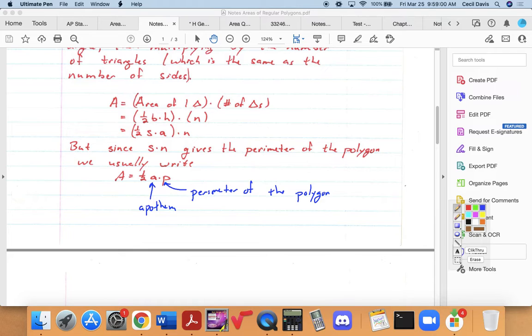I will tell you that when we're doing these, if I ask you what formula you used, and you say 1/2 AP, I'm going to ask you what A stands for and what P stands for. Because it's great to know the letters, but if you don't know what they stand for, it's not much good to you.